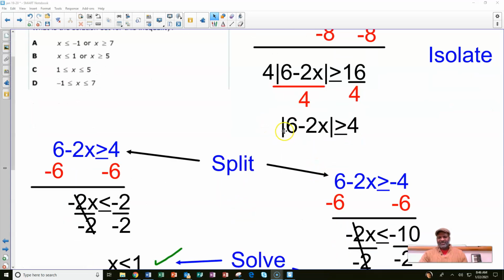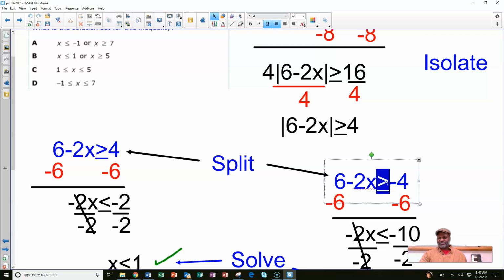Once you've done that, the absolute value of 6 minus 2x is greater than or equal to 4. You have isolated the absolute value. It's by itself on the left. Now that you've done that, you get rid of the absolute value by splitting it. If the absolute value of 6 minus 2x is greater than or equal to 4, then either 6 minus 2x is bigger than 4, or 6 minus 2x is actually less than negative 4.